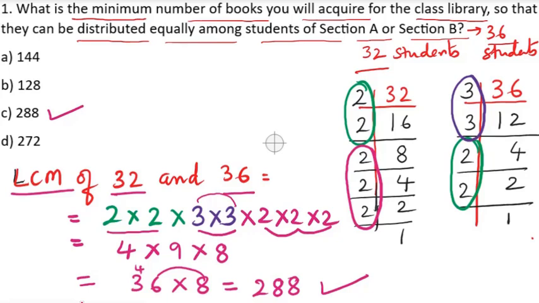So this is the LCM. The minimum number of books will be 288 in the library, so that if section A goes to read, they will get an equal number of books, which is 9, and if section B goes to read the books, they will get 8 books each. So the minimum number of books in the library must be 288.